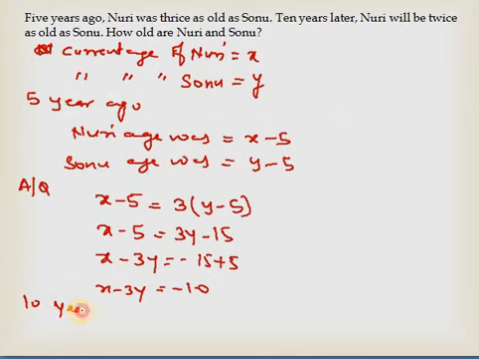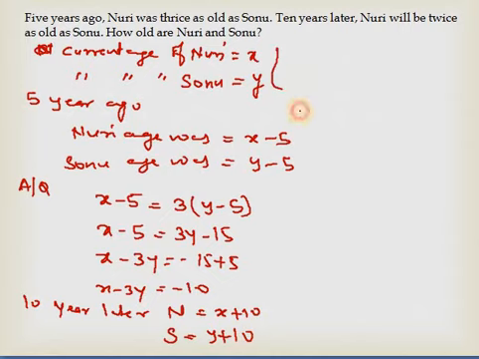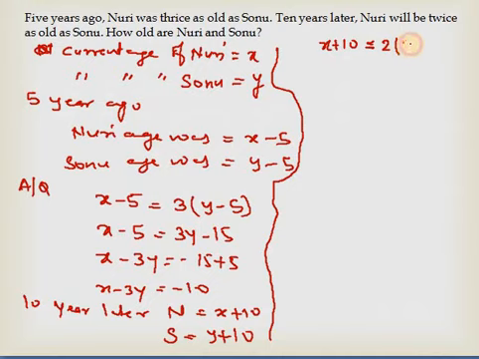So 10 years later. There is a comparison, so directly can I write Nuri is equals to x plus 10, and Sonu is equals to y plus 10. Now there is a comparison, right? Nuri's age will be twice as old, so again Nuri is twice. In order to make the equals sign, we have to multiply with the lesser quantity, which is Sonu's age. So that means this. So again we'll solve like this.